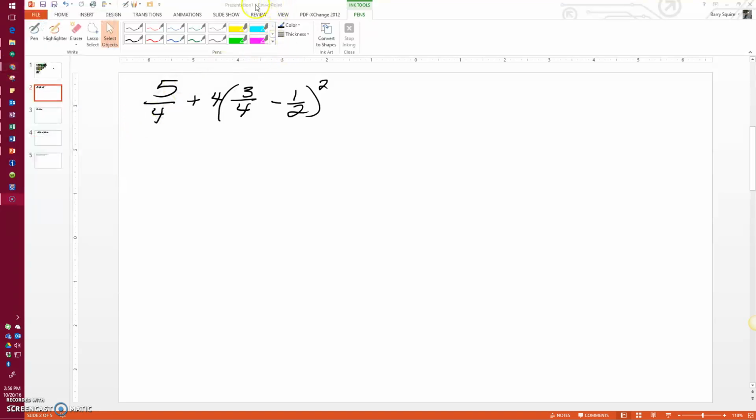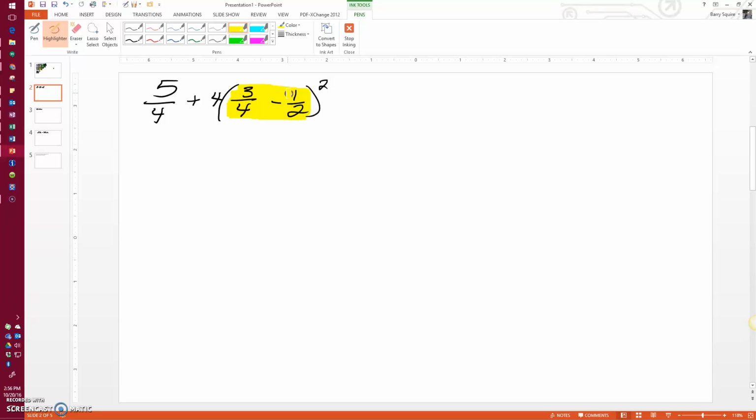Okay, this is a question about simplifying and using the order of operations, which means that we need to remember our PEMDAS: parentheses, exponents, multiplication, division, and addition, subtraction. So we want to actually start with our parentheses. And I know how much we love fractions.